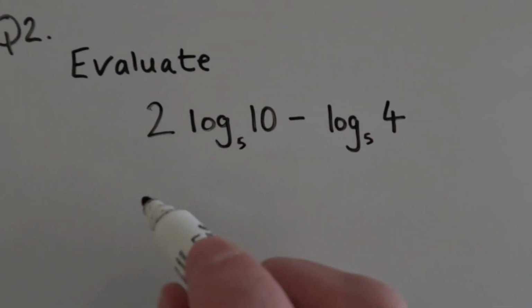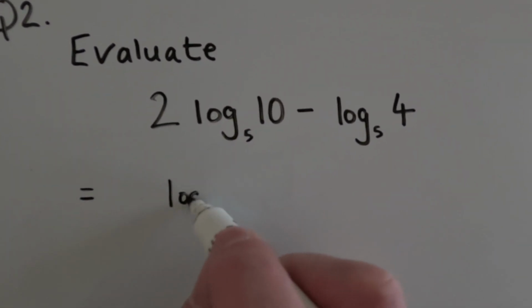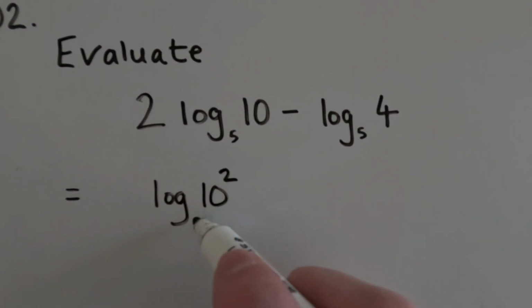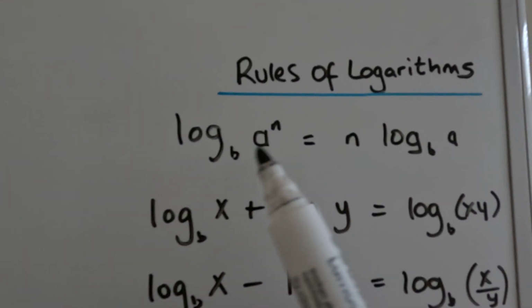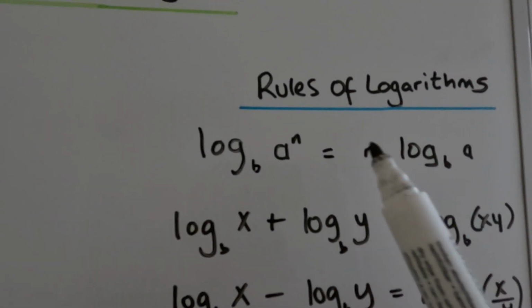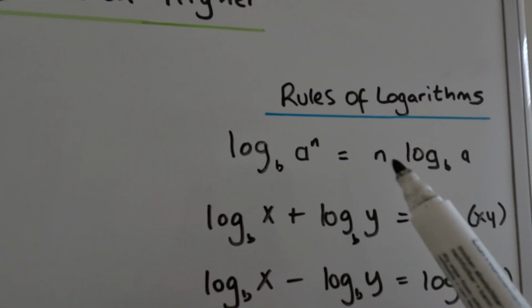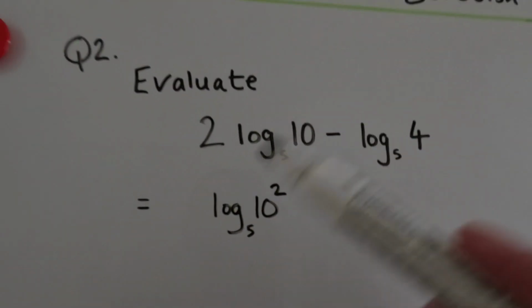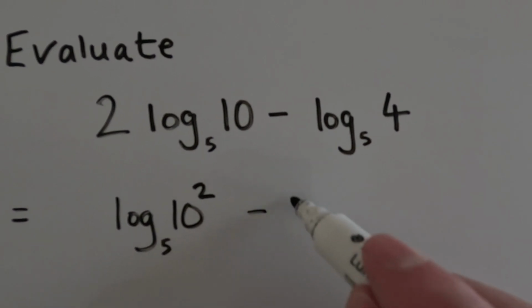So the 2 log 10, we can write that as the log of 10 squared, the log of 10 to the 2. And we'll put our wee base in, okay? Why is that? Well, we're basically using this rule here, but we're doing it the other way. We're saying n log a is equal to this. So we're rewriting this as log a to the n. Sometimes you will go the other way, but we're going this way, okay? And then that's minus log 4.